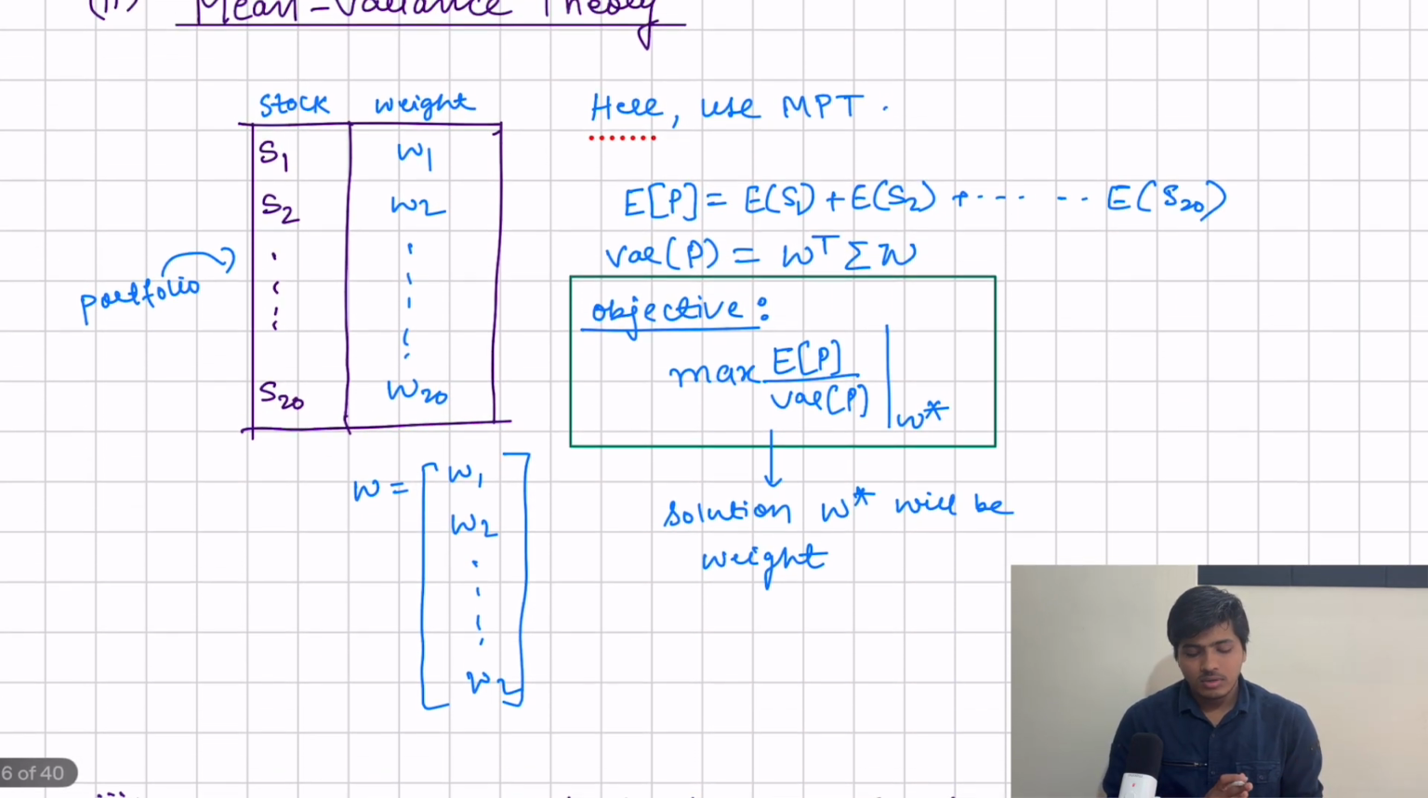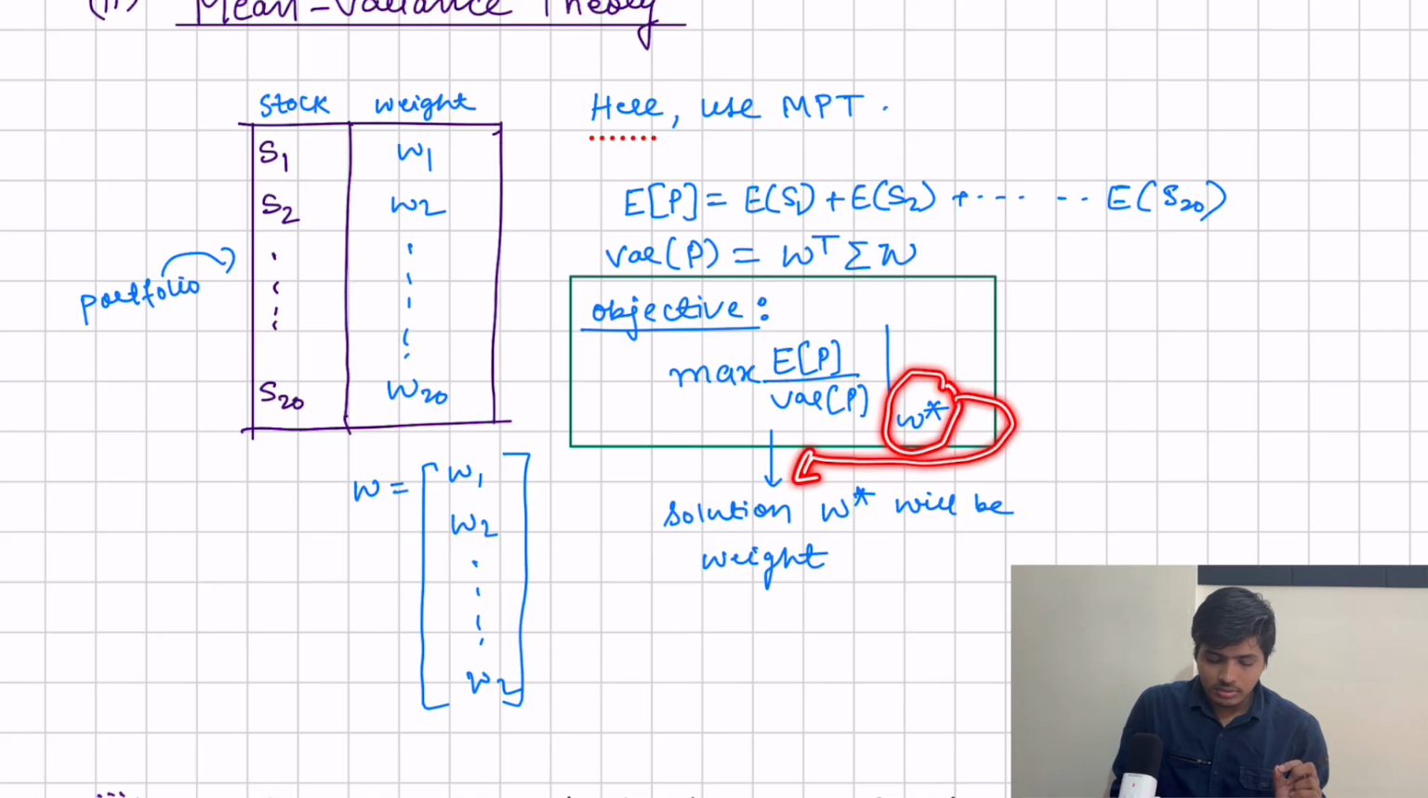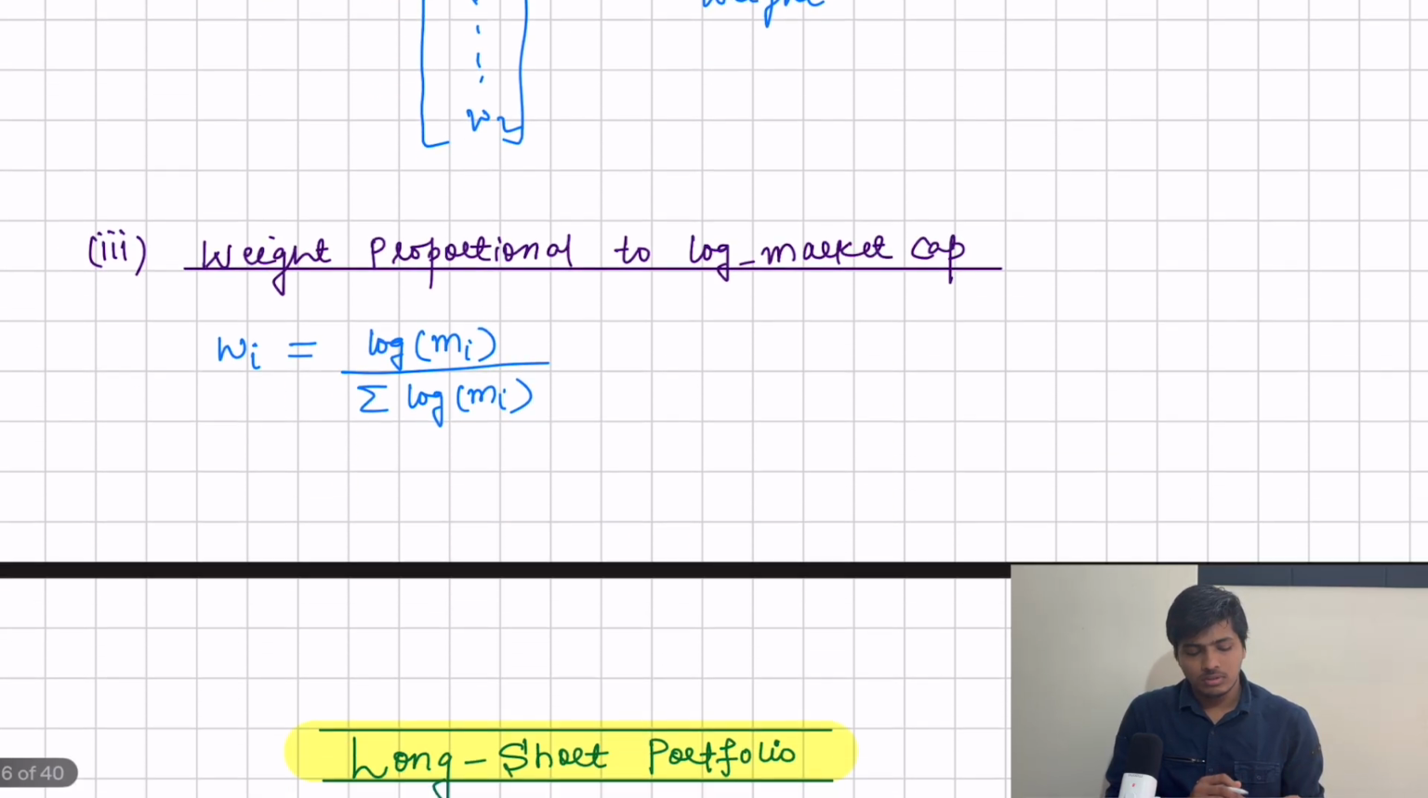Okay. Second is the mean variance theorem. So in the mean variance theorem, as you know, we have to maximize the objective, which is the Sharpe ratio, and the Sharpe ratio is the expected value of the portfolio return divided by the standard deviation of the returns. Okay. And the optimal y star will be the corresponding solution.